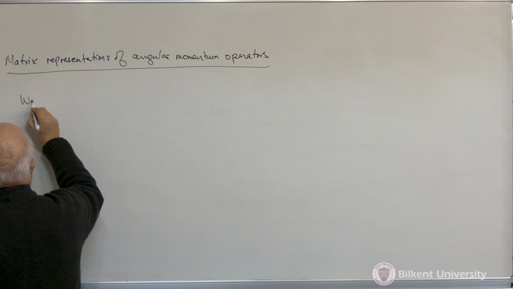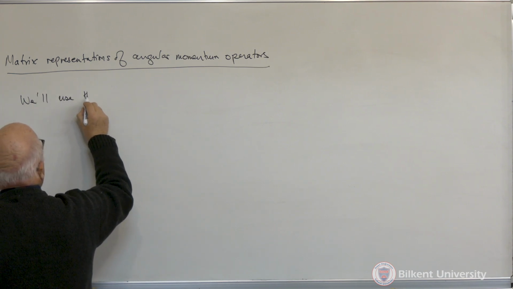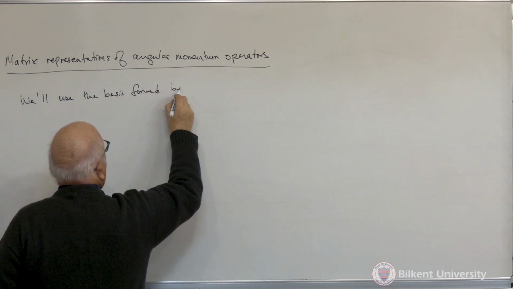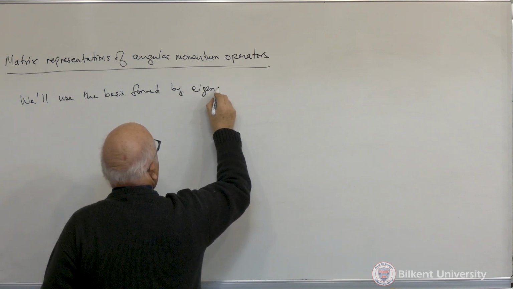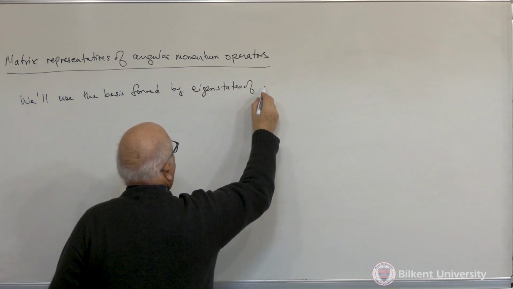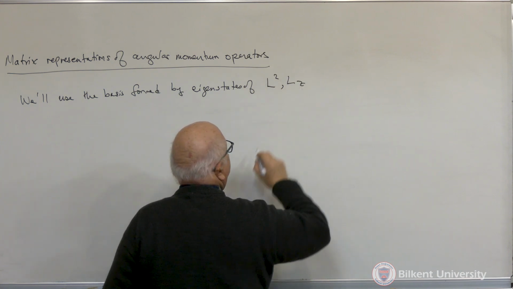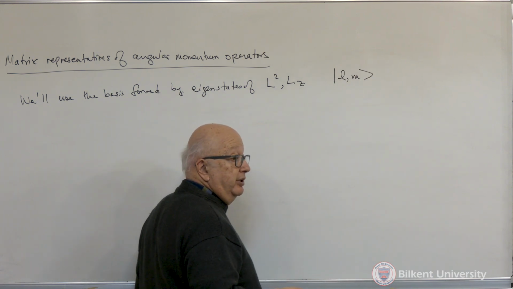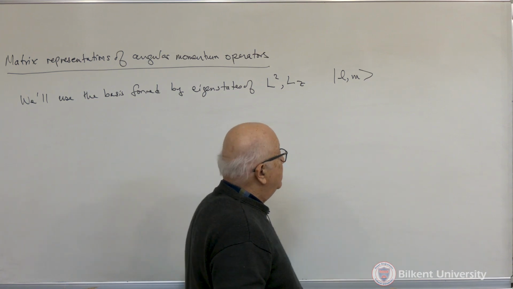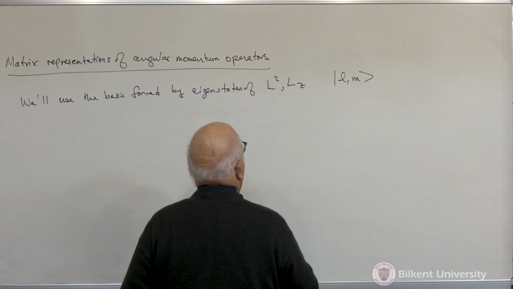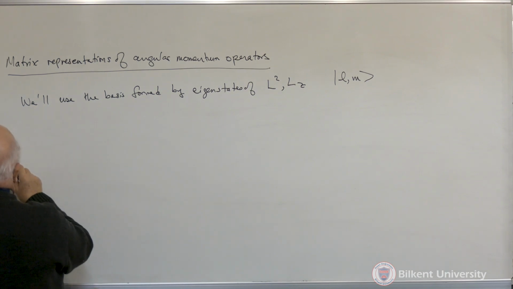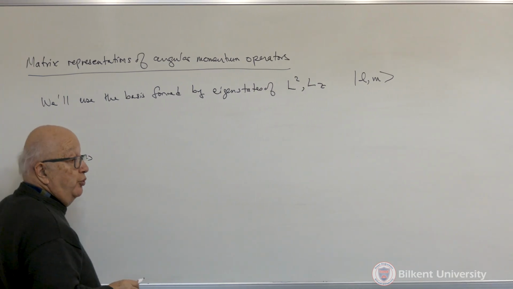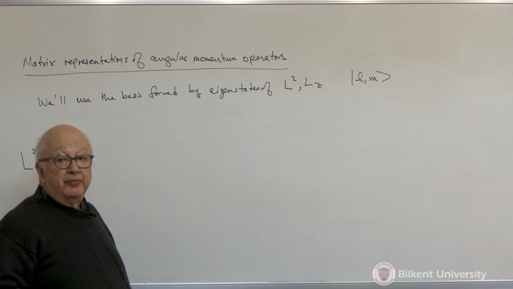We'll use the basis formed by eigenstates of L squared and Lz. What I mean by them, they are just these lm objects. So that's the basis that I'm going to work in. And the simplest thing to do is perhaps look at those operators. What is the matrix representation of L squared in its own basis?